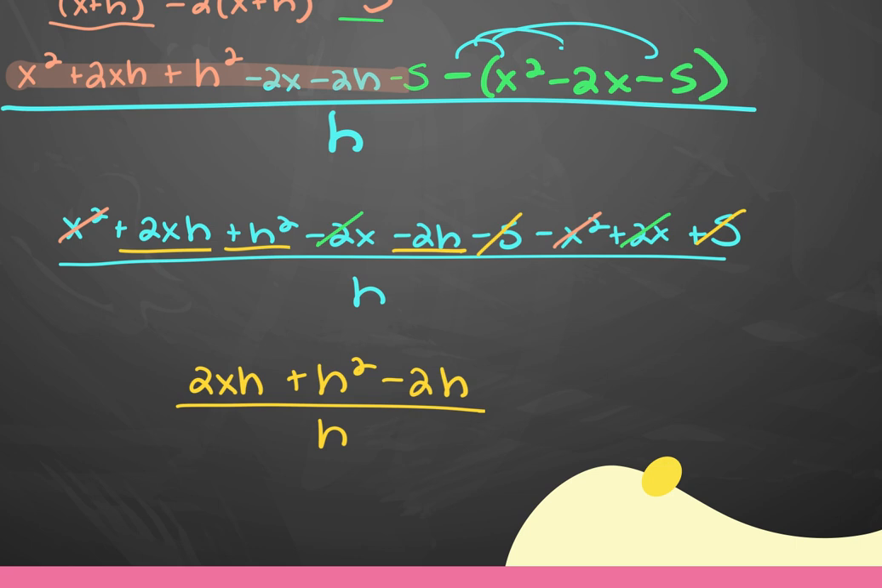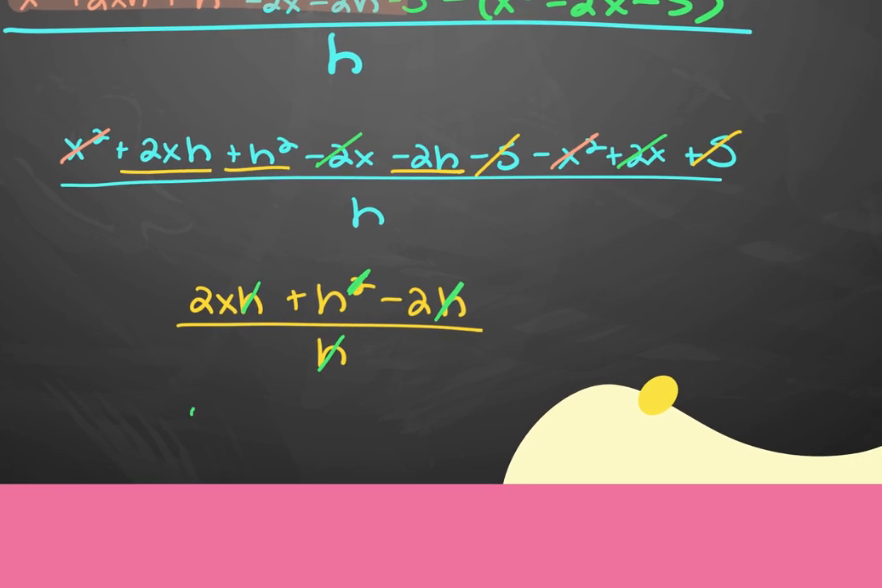And since they all have an h, I can divide the h into all three terms. So I cancel out the first one, I make h squared go to h, and I cancel out the last one. I get 2x plus h minus 2.